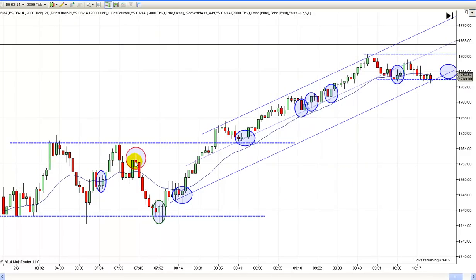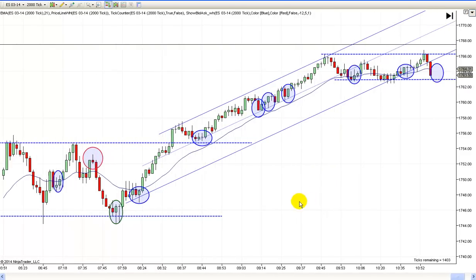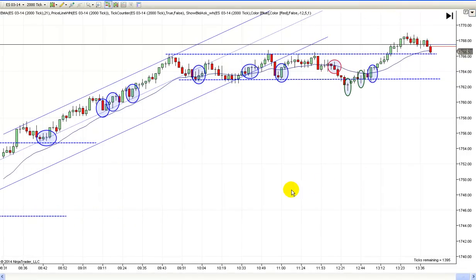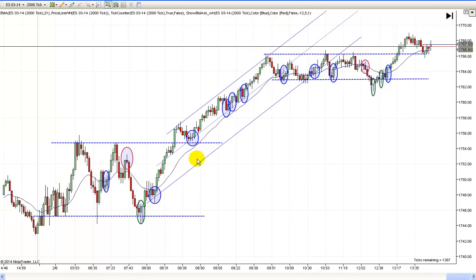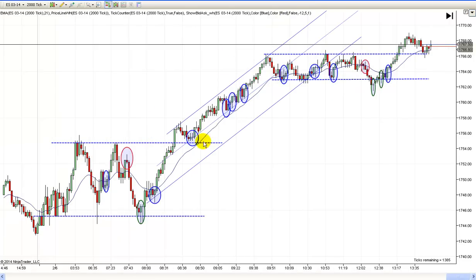And that's what happened really kind of right here. They trapped everybody on the long side and then it rockets down. But that's what I saw today. Again, you back out, you've got a trading range, and you just made an equal distance move up.